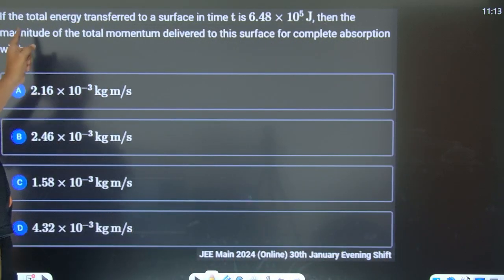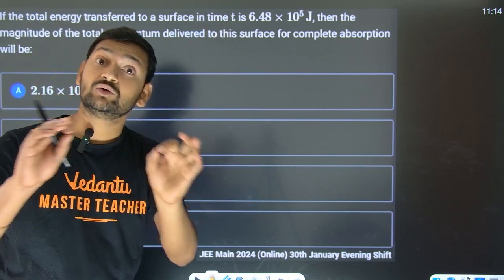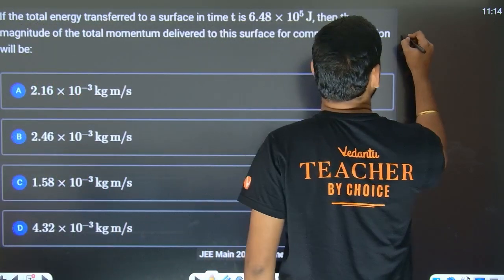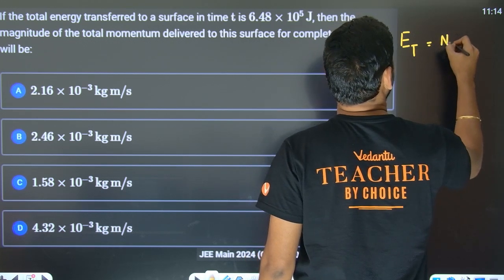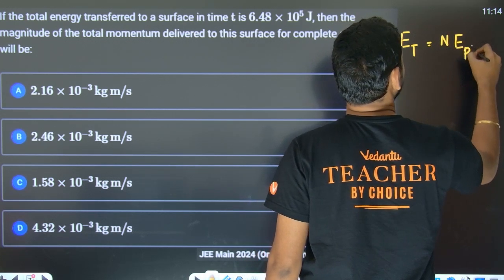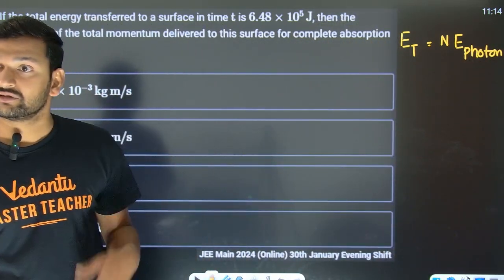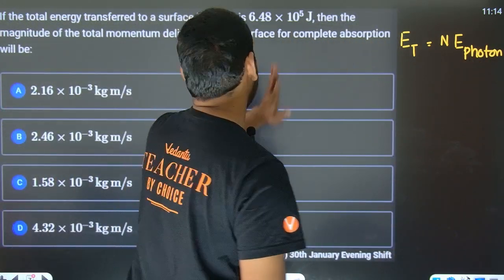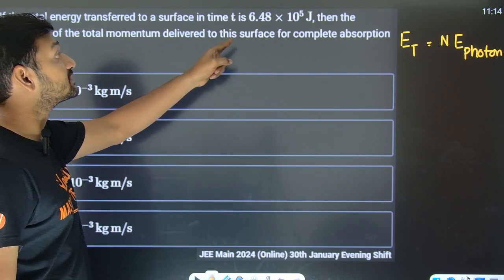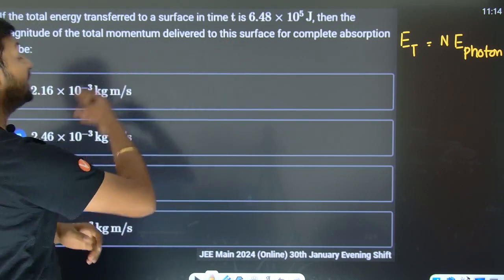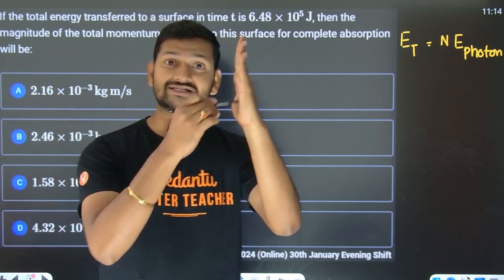If the total energy transferred to a surface in time t is given, the total energy is going to be the number of photons into the energy of each photon, yes. Now what they are asking is the magnitude of the total momentum delivered to this surface for complete absorption. If it is going to be completely absorbed, now look, this is the surface.